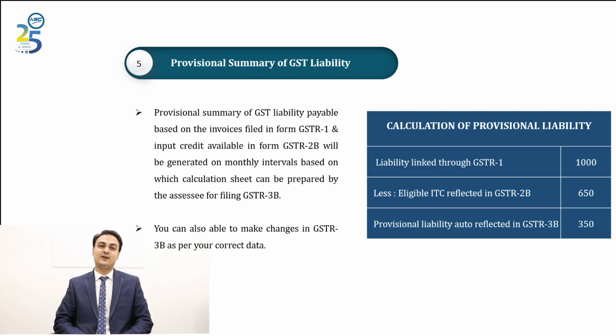It will be reflected on your GSTR-3B as a provisional liability, but it doesn't mean this is your final liability. The GSTR-3B is always editable. You need to take your books of account first and reconcile them with your GSTR-3B for outward tax liabilities as well as for the input tax credit you have claimed.